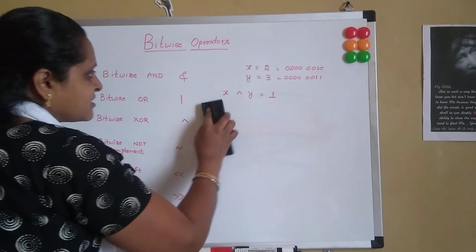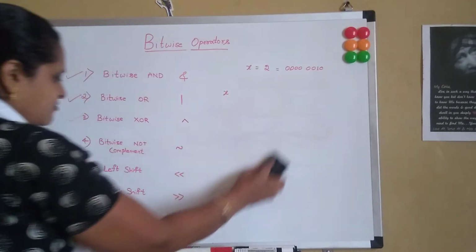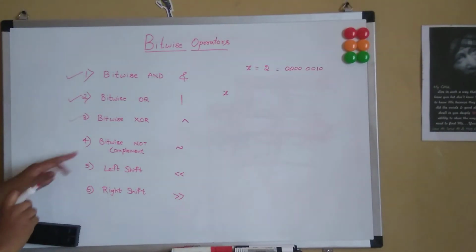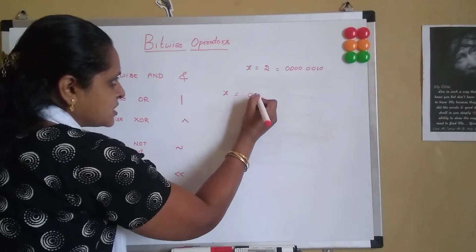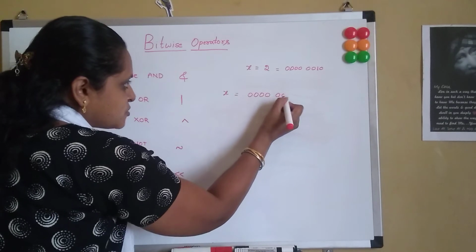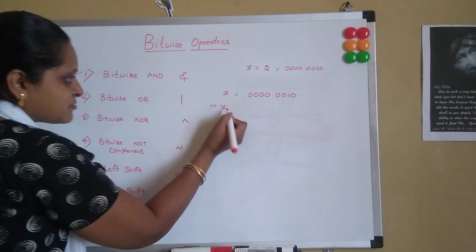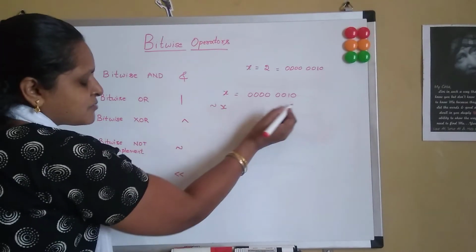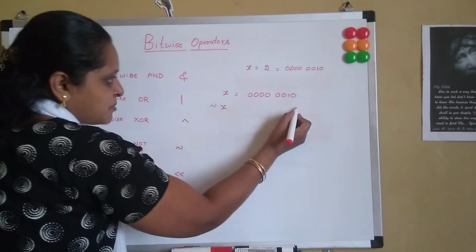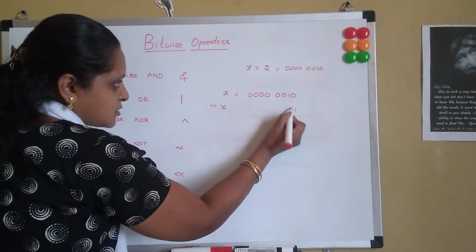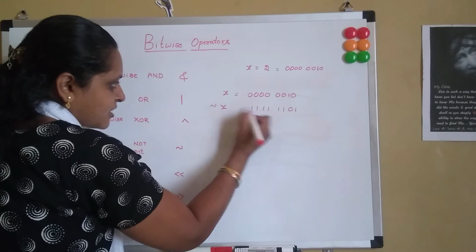It's a unary operator, so we can take just one digit. No need of taking the y variable. We can just take 2 and perform the bitwise NOT. So x is having the value equal to 00000010, that is 2. And what is the complement of x or bitwise NOT of x? That is nothing but you have to flip the bits. 0 becomes 1, 1 becomes 0, then this becomes 1, 1, 1, 1, 1, 1.